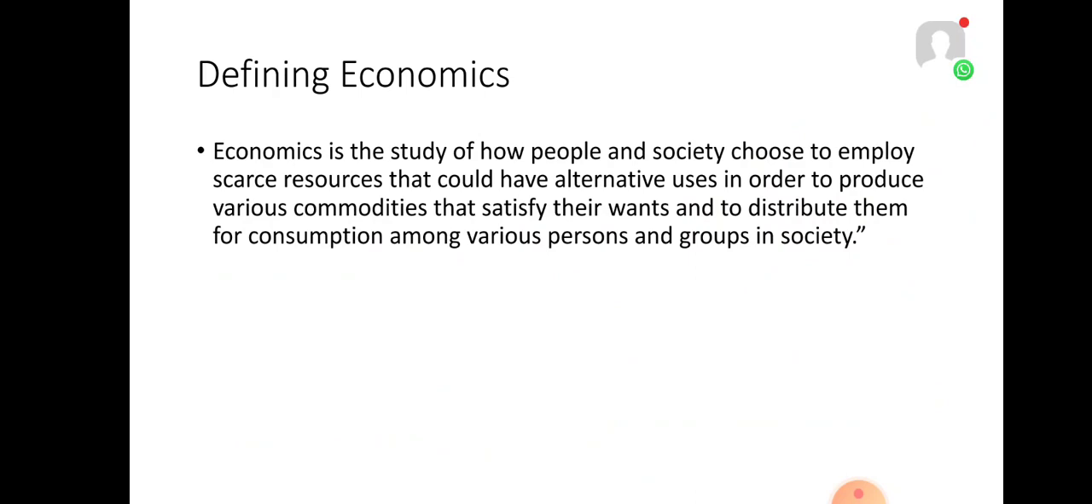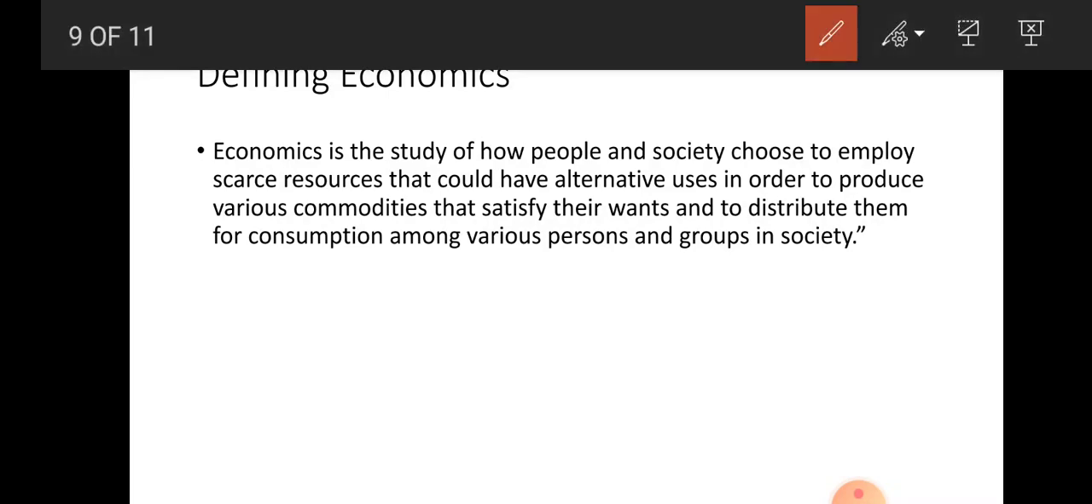So at the last, we can define economics: economics is the study of how people and society choose to employ scarce resources that could have alternative uses in order to produce various commodities that satisfy their wants and to distribute them for consumption among various persons and groups in society. So this is a very comprehensive definition, if you see, because it has encompassed all the aspects that we have discussed today, right? So it says the relation of people and society.